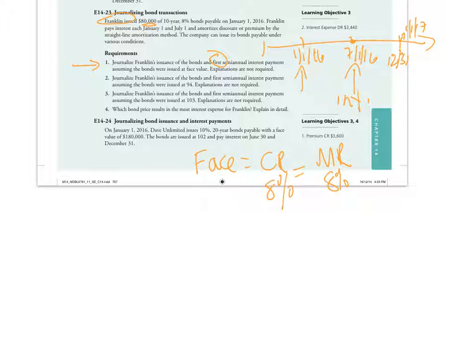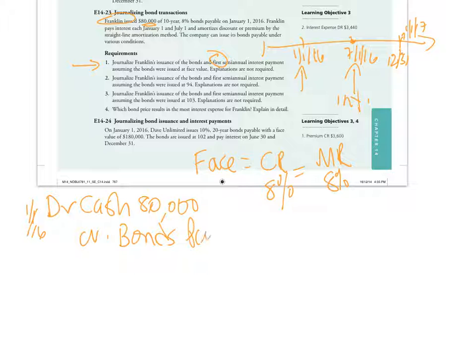So that's what we get when we issue those bonds. So on 1/1/16, and let's make 16 right there. We get cash if we're Franklin for $80,000, and then we credit bonds payable for $80,000 as well. So that's on the issue date.